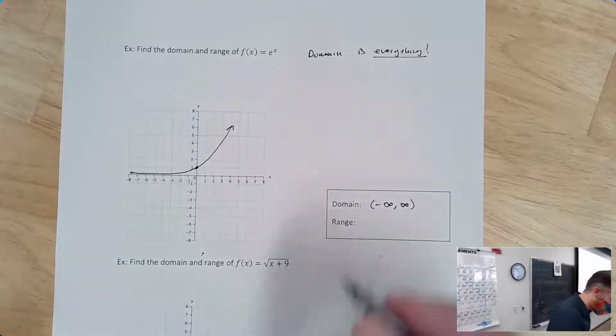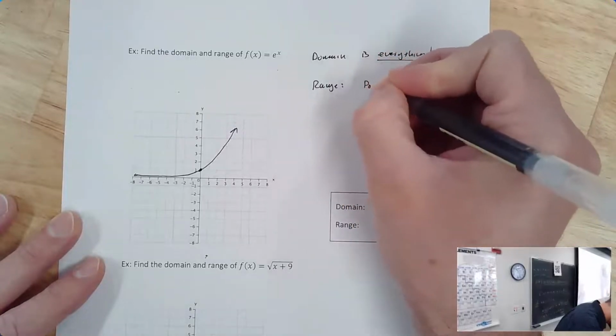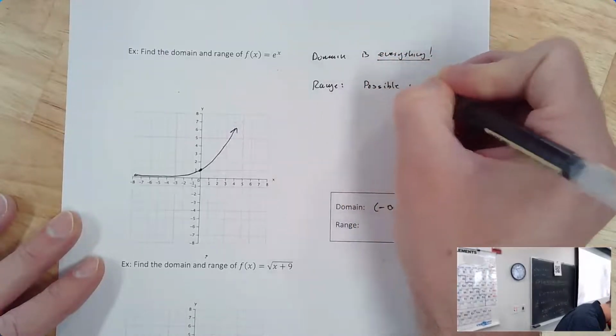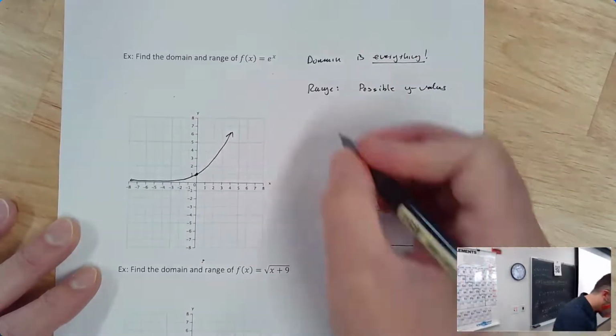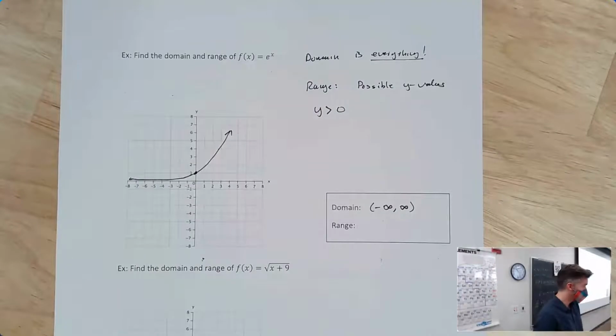So my range here, which again, I'll just remind you, is the possible y values, is going to be y is greater than 0. It can be really, really small, but it can't be 0.